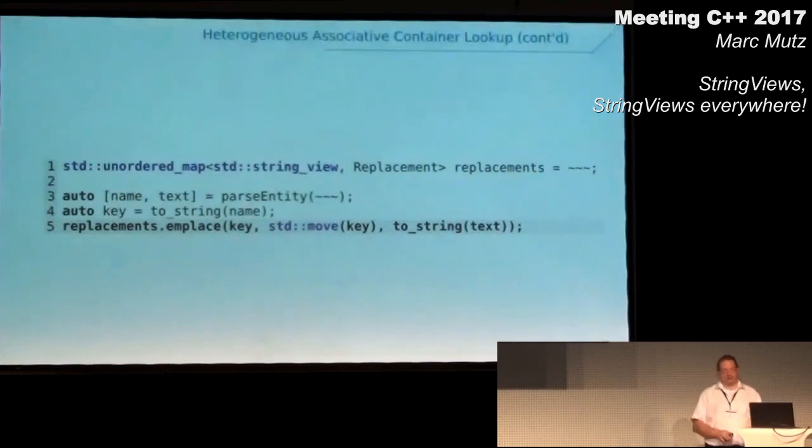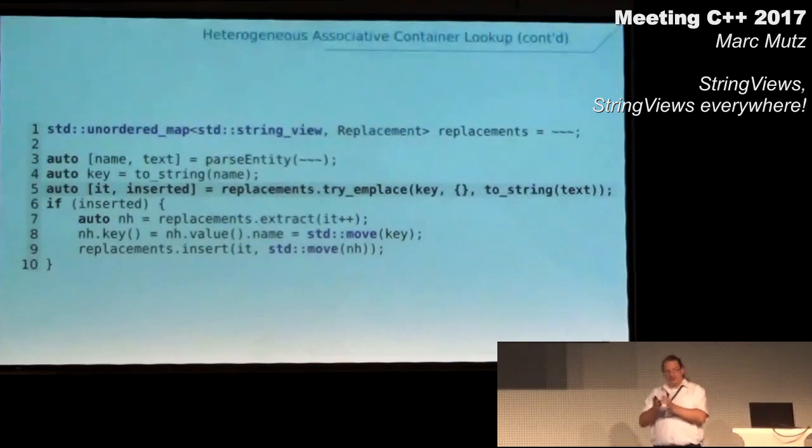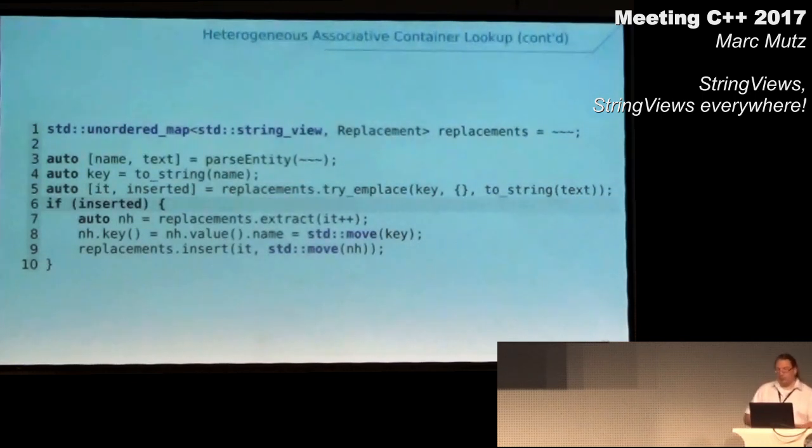And then the code becomes a bit more complicated. It looks like this. So the first 3 lines are still the same up to line 4. And then we say try emplace, key. And for now, we put a default constructed string into the place of the name in the replacement. We'll fix that later. And then we get back a pair of iterator and bool that tells us where and if the element was inserted. And if it is inserted, we need to fix up the key.